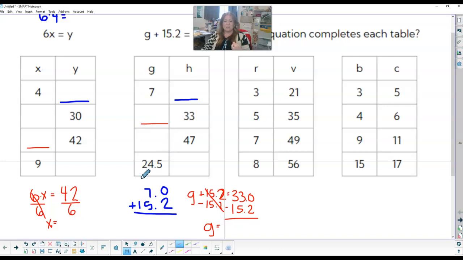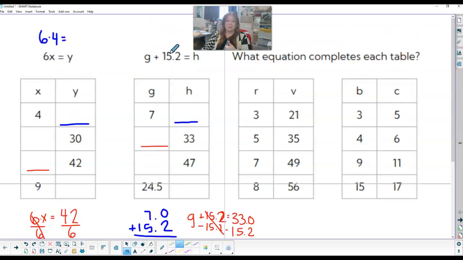So I'll let you try these ones on your own. 24 and a half is g, plus 15.2 equals h. And then this one, g plus 15.2 equals 47. This one we'll have to solve and do the opposite to keep that balance there. Let's go ahead and try those on your own.